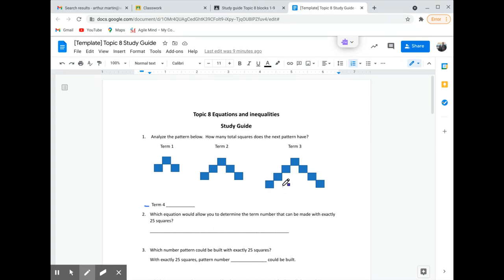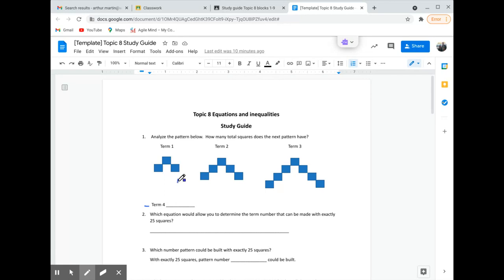Okay. So who can add on to what Abigail's saying? That all they're doing is just adding 2 more. Okay. And so each time they just add two more. And so that means, just like Abigail said, we'd have a total of 9.